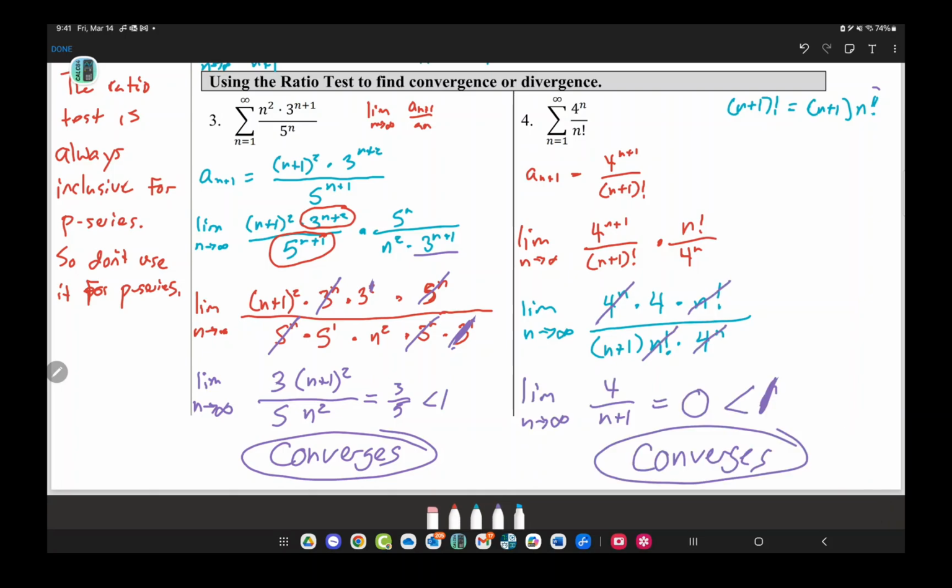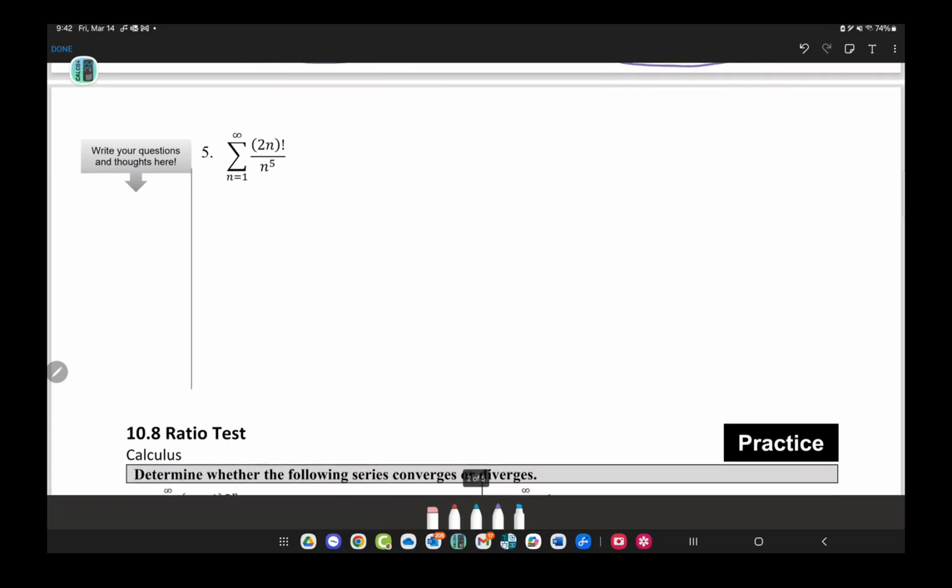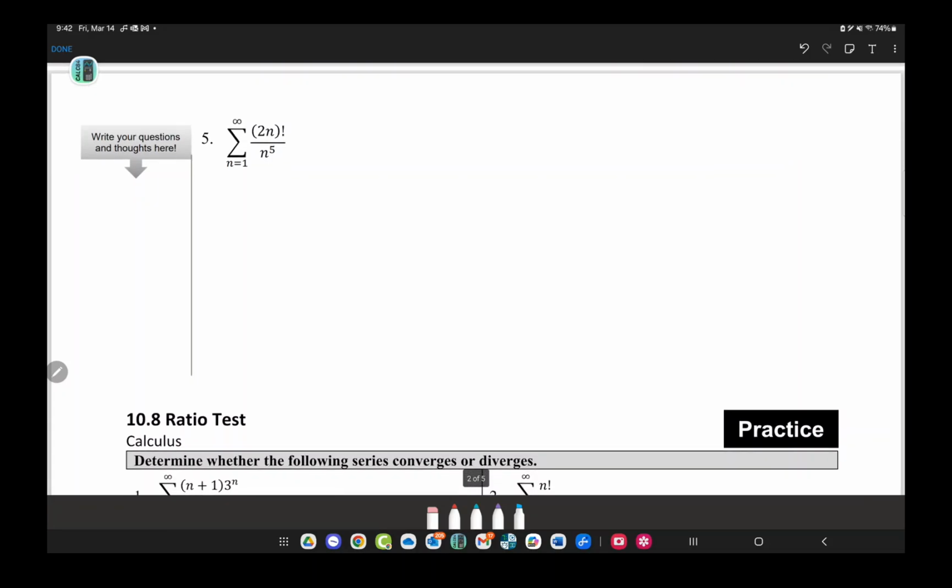Yes, you can do that, yeah. So again, ratio test not too bad so far. So let's look at number 5.